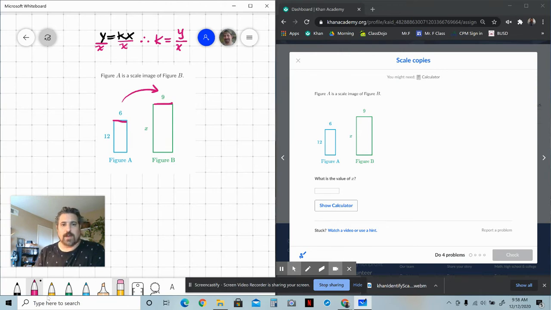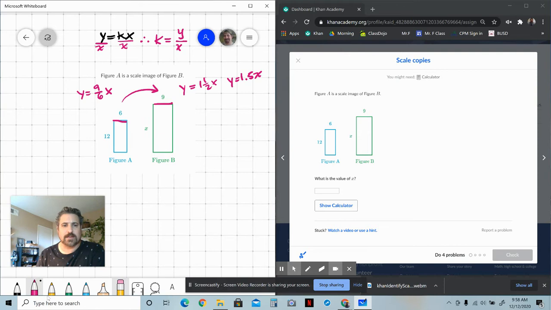So if we're going from A to B, then we're going to say the output is 9 and the input is 6. So our scale factor going from A to B is going to be y equals 9/6 x. Now, 9/6 can be simplified to 1 3/6 or 1.5. So you can think of that as y equals 9/6 x, or you can think of that as y equals 1.5 x. These are all the same things, okay?